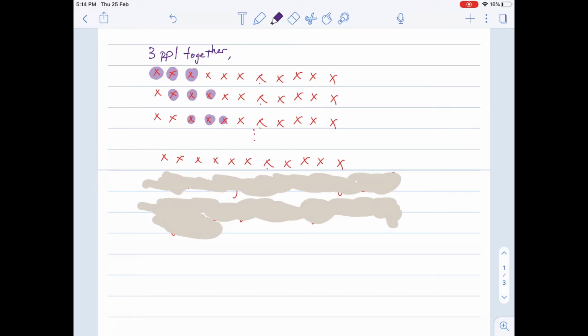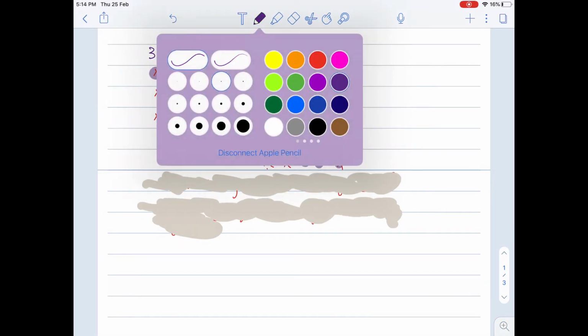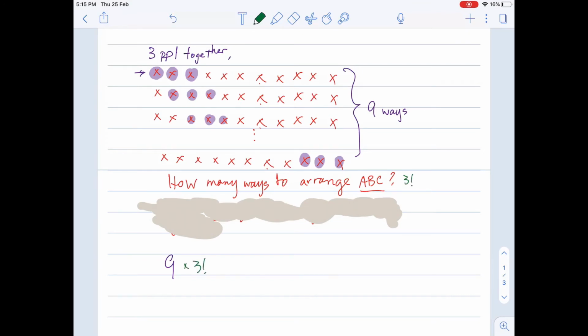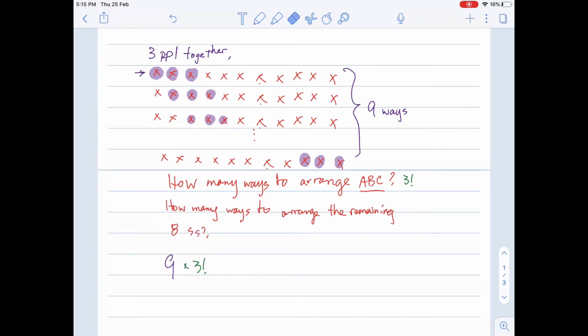So how many ways are there? As you can see, there are 9 different ways. So let us write that: 9. Also, how many ways are there to arrange A, B, and C if they are arranged next to each other? So it could be ABC, BAC, CBA, etc. That's right, there would be 3 factorial number of ways to do it. So let's write that: 3 times 3 factorial. And the last one is the same as before. How many ways are there to arrange the remaining 8 players? So there are 8 factorial.